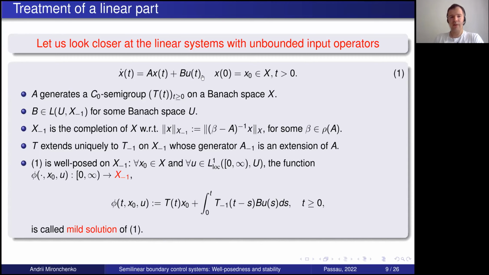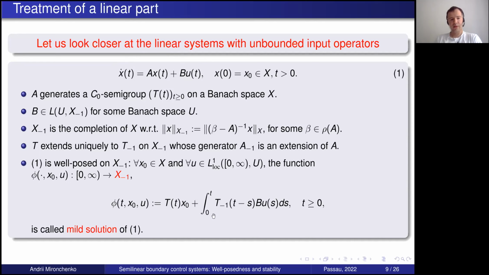How do we proceed? How do we define solutions? Well, a nice thing is that we can extrapolate also our semigroup T from X to this larger space X_{-1}. And this will be our semigroup T_{-1}, and this extension is unique. And what is now fine? Now, on this space X_{-1}, this system is well-posed because operator B is a bounded operator. And we can just write down the formula for mild solutions of this system. And here is that.